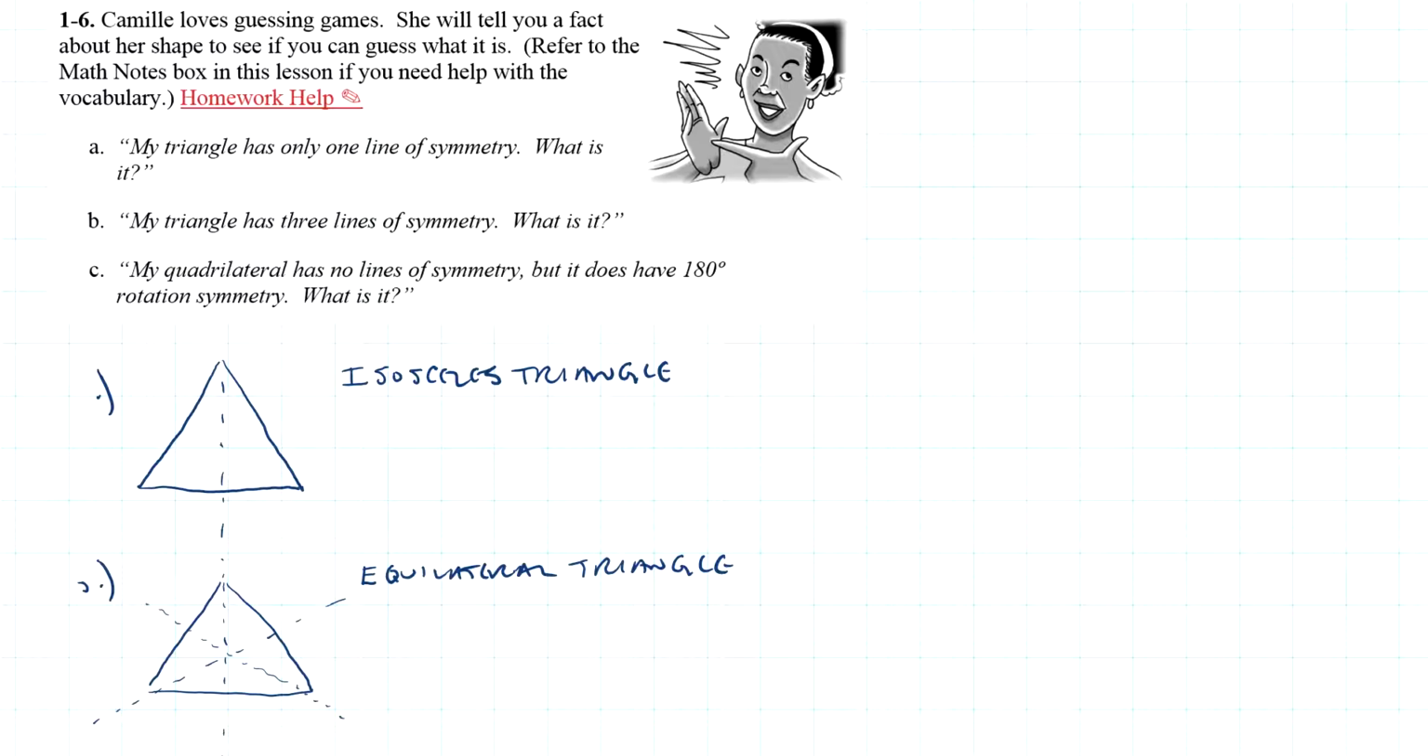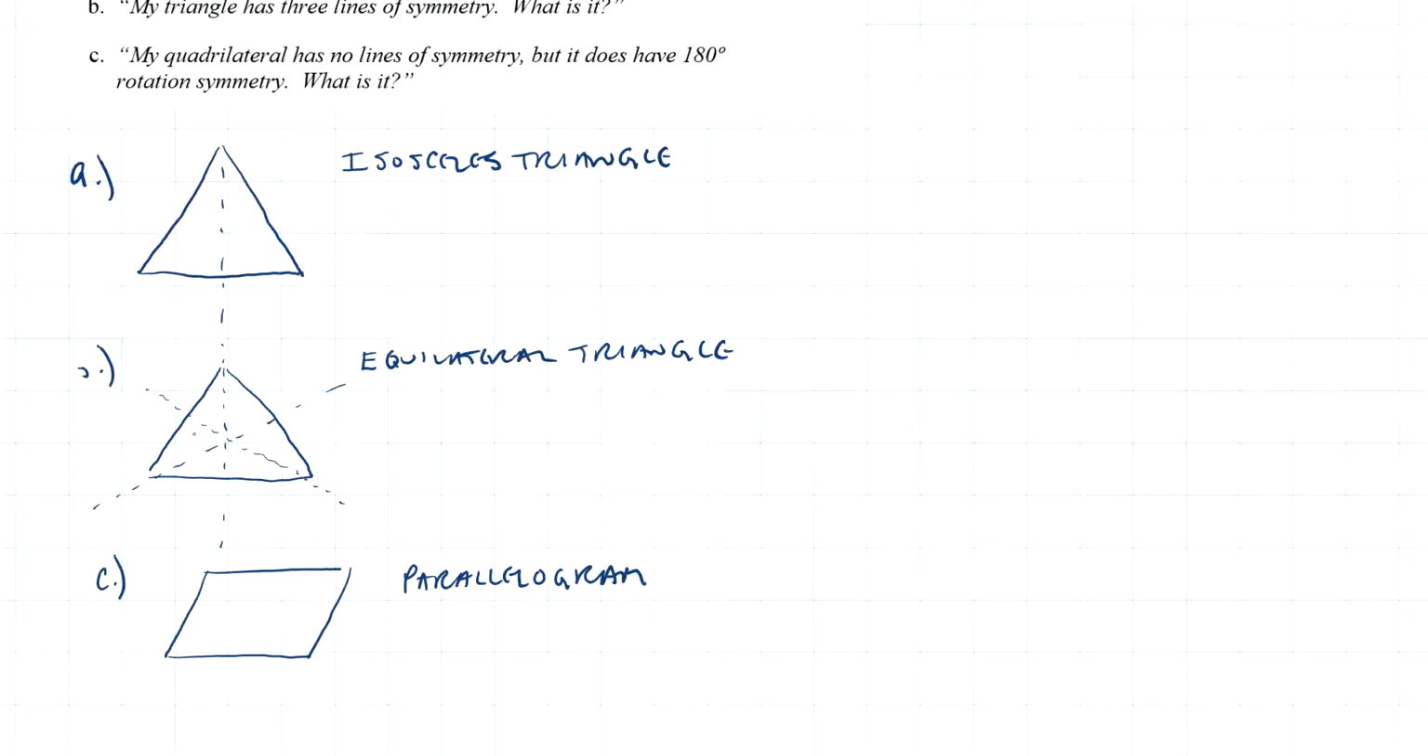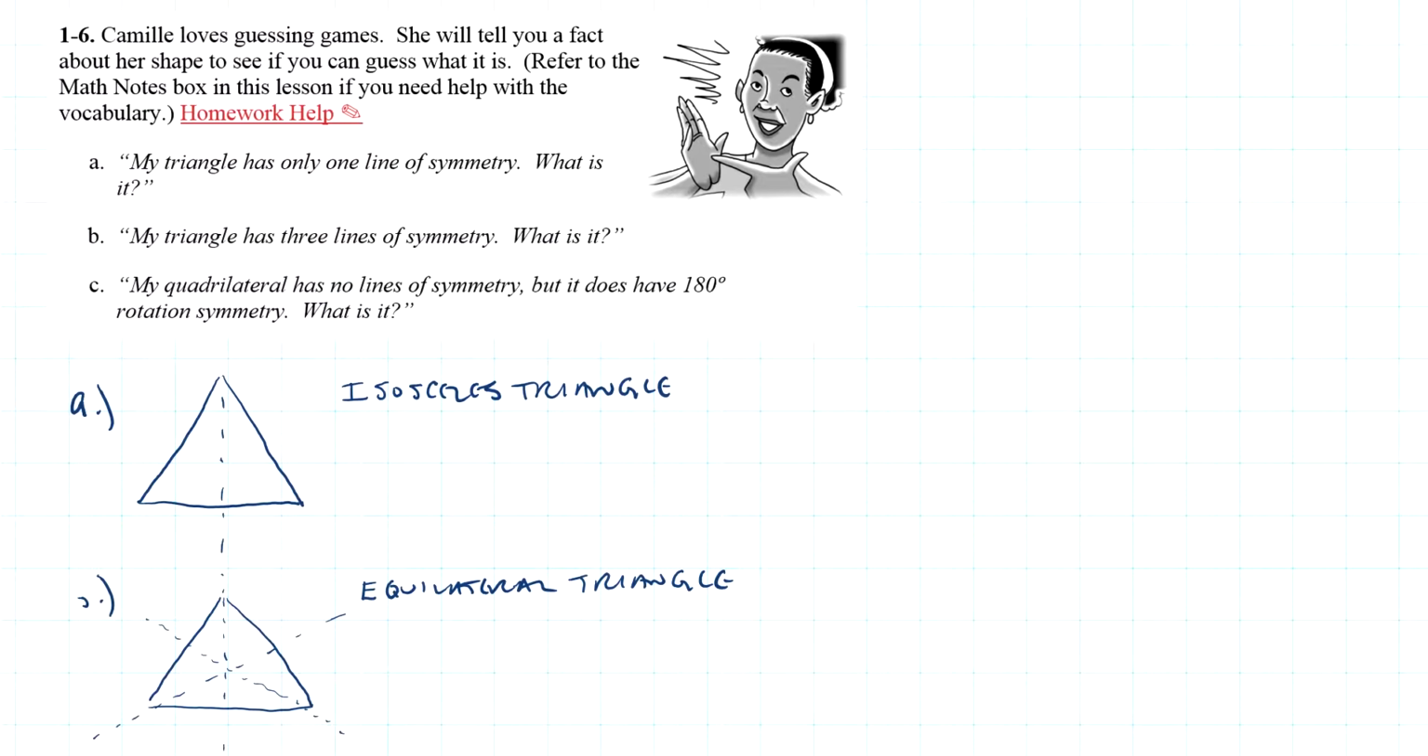Alright, so for A, it says my triangle has only one line of symmetry. What is it? Okay, so what I do is I try to draw what they're asking. So when you look at my A here, I drew a triangle, and I drew one line of symmetry. And looking at this, remember it has to match. So for this to happen, this side has to equal this side, and this angle here has to equal this angle. Well, that would be an isosceles triangle.